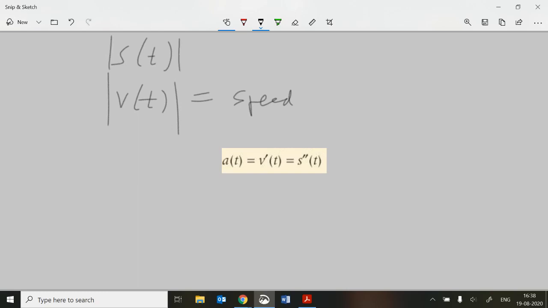If we take the modulus of s of t, that's going to give us distance, the distance away from the origin. If I asked what the distance away from the origin is at this point here, we'd say we're 1 meter, or whatever units we're using, away from the origin. In terms of displacement, we'd say we're at -1.